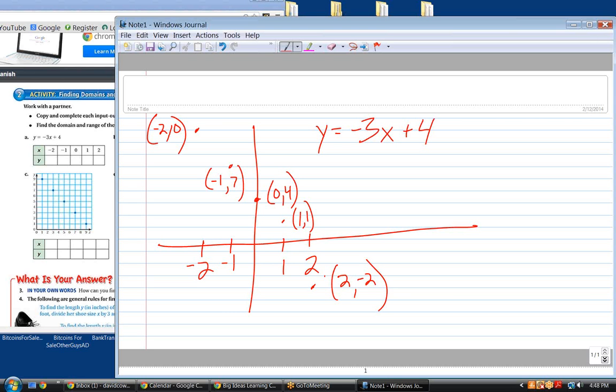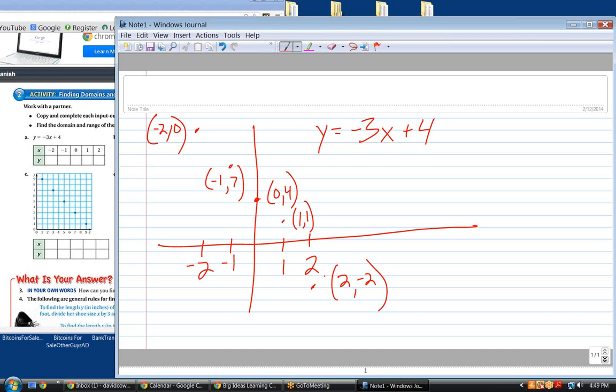So I have 5 sets of points, right? And I've labeled each one of them here. So notice that the domain is the only allowable x values, which in this case are minus 2, minus 1, 0, 1, and 2. So that's the domain of this table.